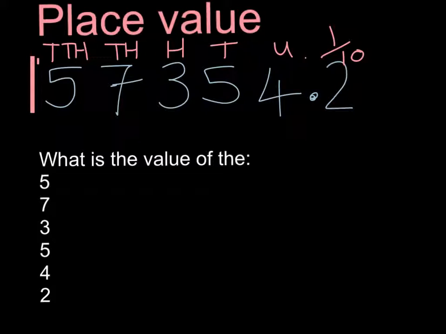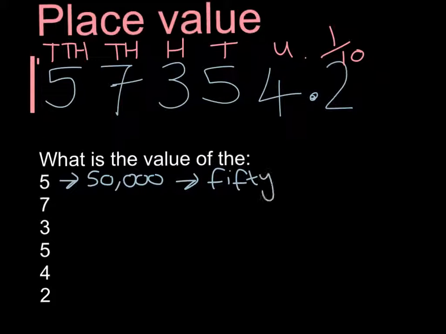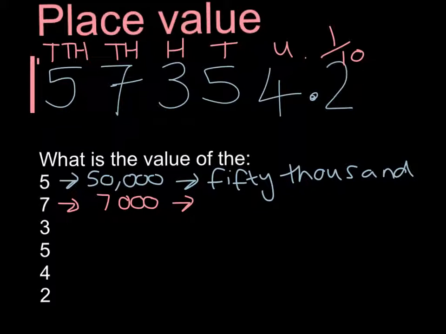So if we look at the question, what is the value of the 5? The 5 is 50,000. Now you don't need the comma, but I'm just breaking it up so you can see it's 50,000. Obviously in the exam you could write that in words, so 50,000. Either one of those would be allowed. The value of the 7 is 7,000. And again, you could write that in words.